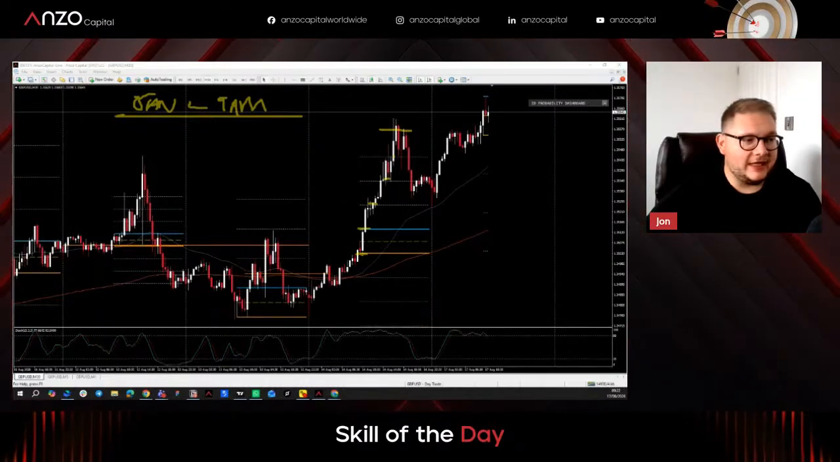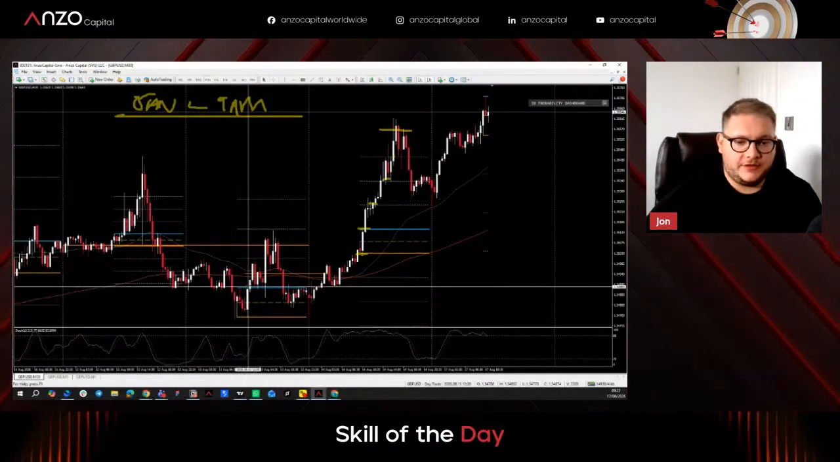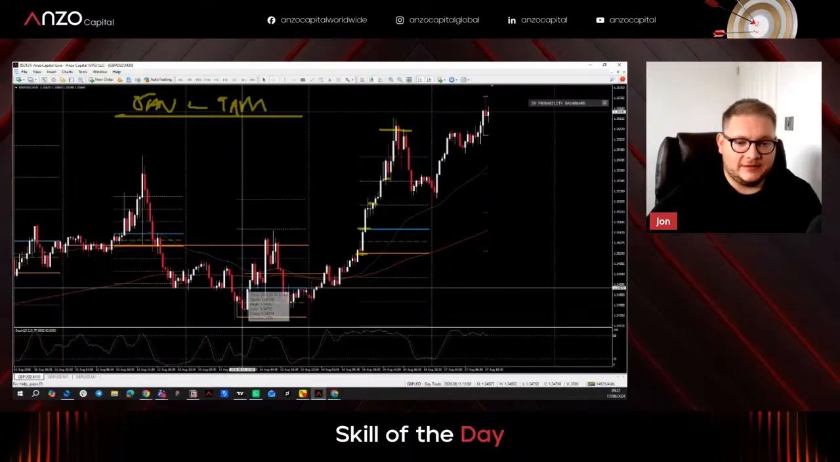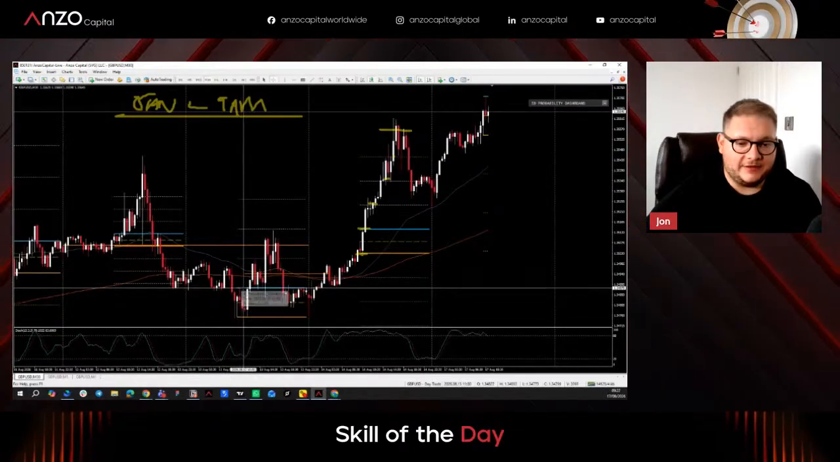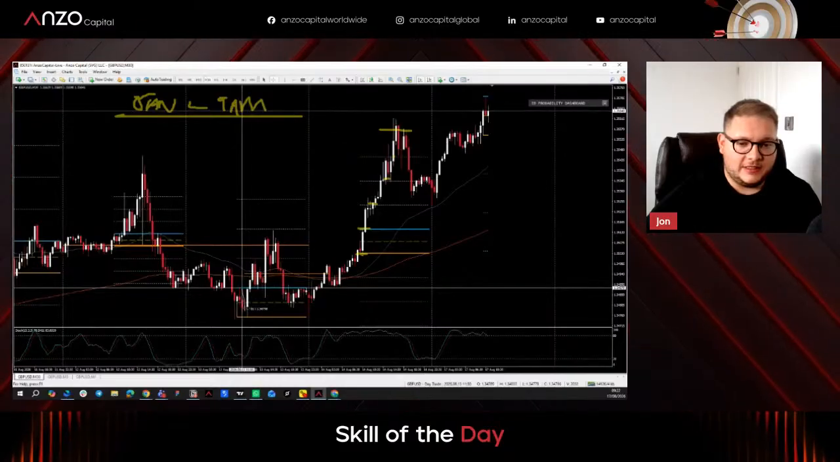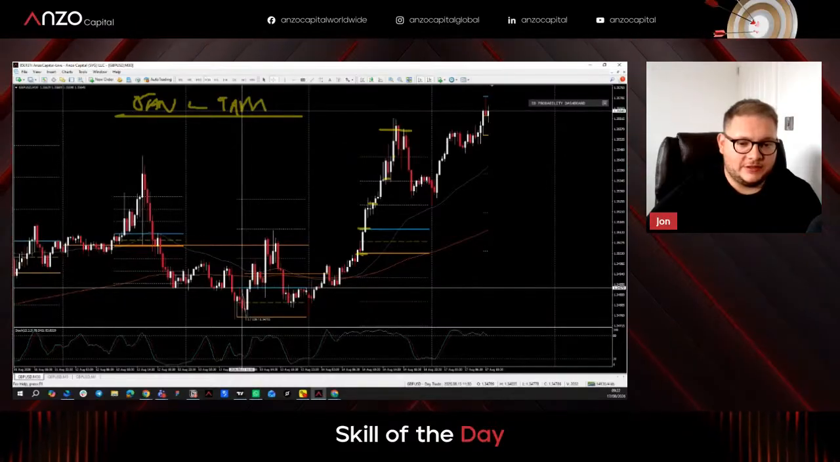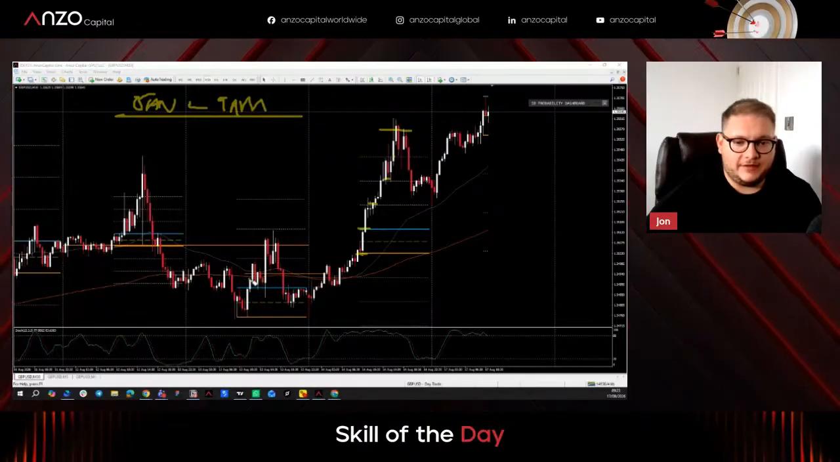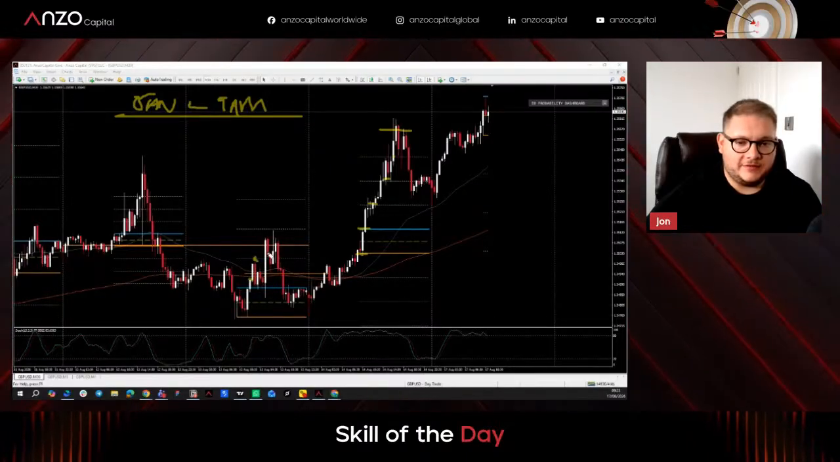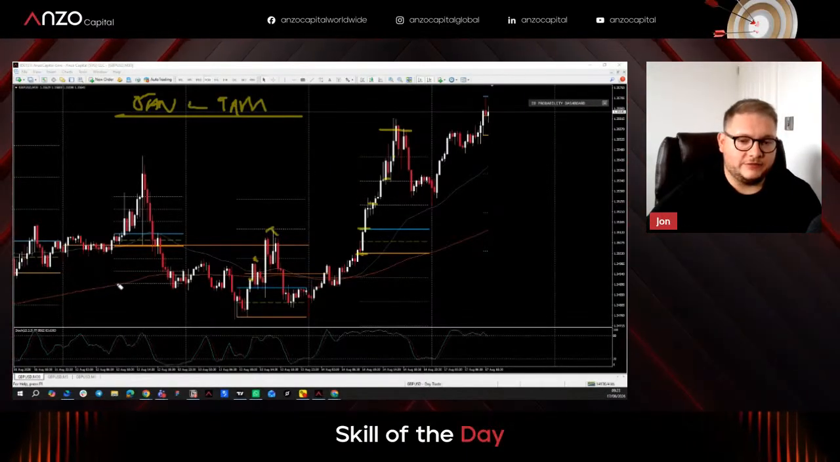If we take a look at the 13th of August, we had a very, very small initial balance area. It's taken in the first hour of the day, and it was 12 pips wide. Price broke out of that here, and it traveled all the way to the first and second ATR levels.